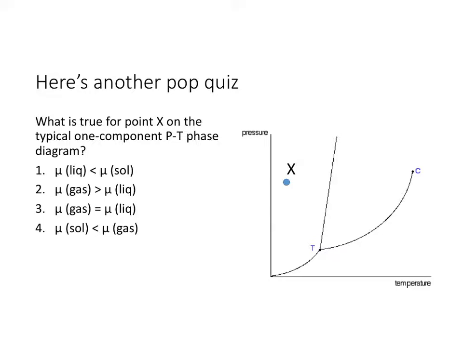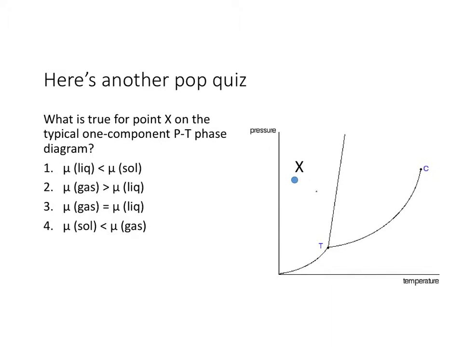Okay, so point X we have on the diagram right here. And the correct answer is this one, because you need to be able to identify the different phases based on their phase diagrams. Over here is the solid phase, and over here is the gas phase, and then over here is the liquid phase.